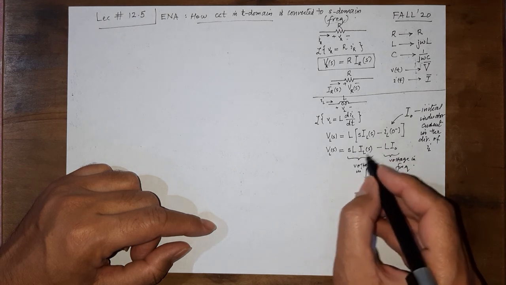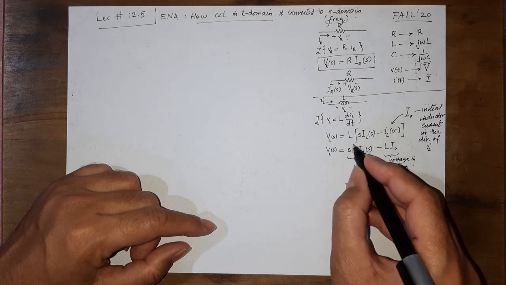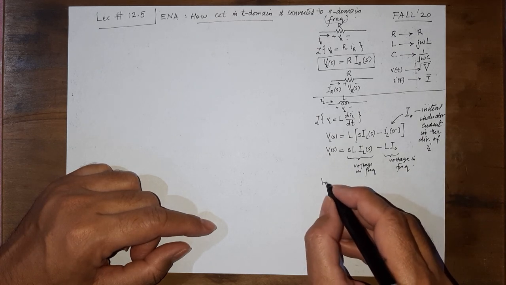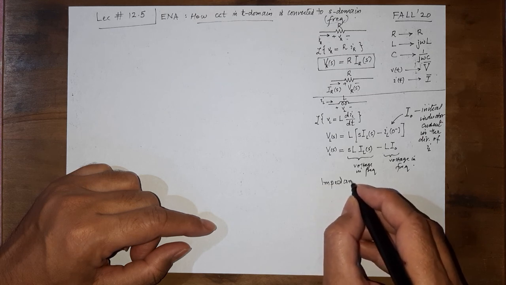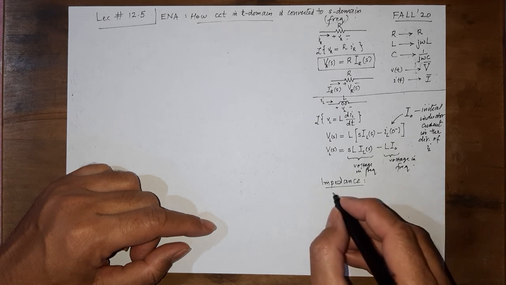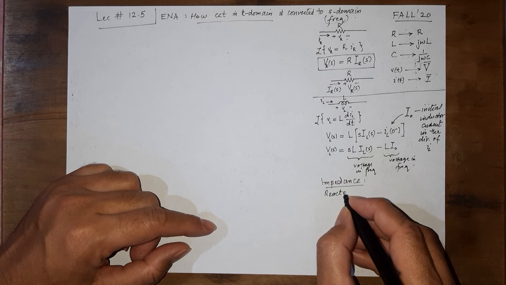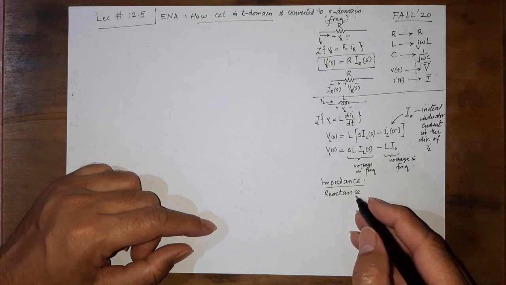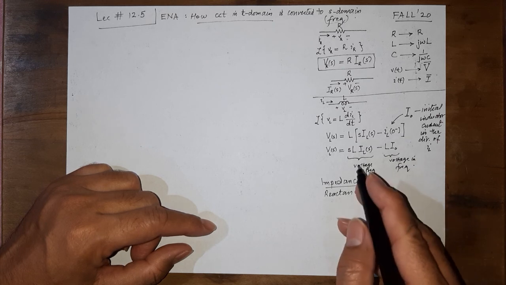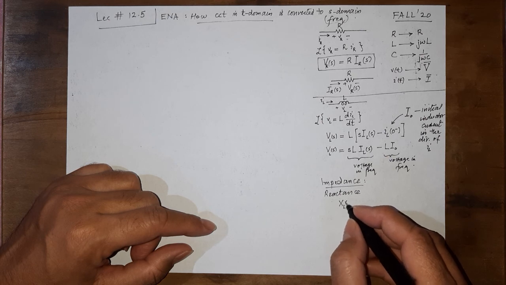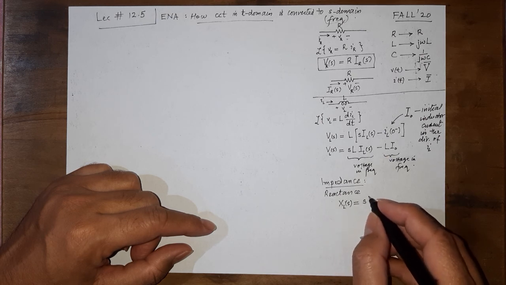So if this is a voltage term and this is a current term, what is this? So this is an impedance term. We bring back this word impedance, and also the reactance. For the case of a pure inductor, we can use its inductive reactance, and if I represent it by XL of S, then it is SL.